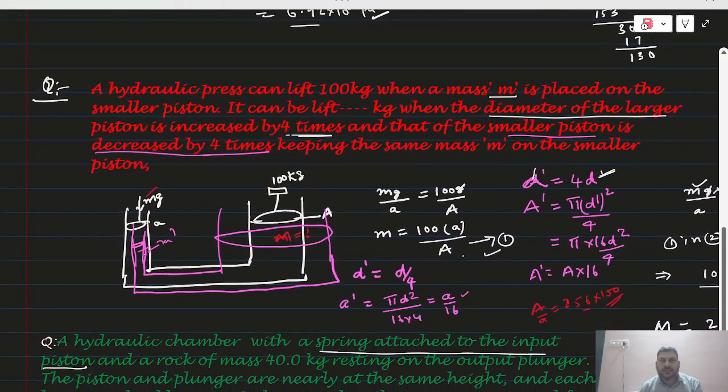Coming to hydrostatics, the next question: a hydraulic press can lift 1000 kg.